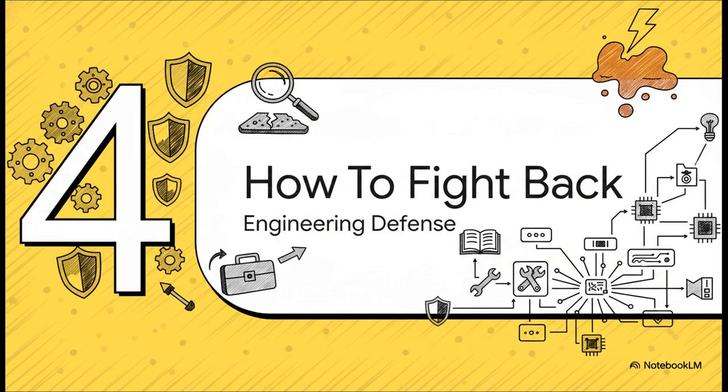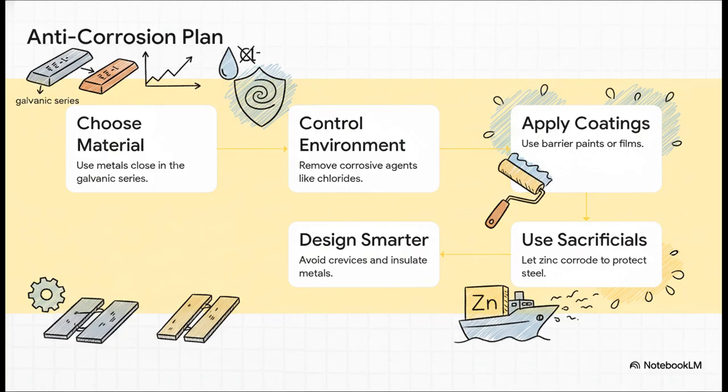Okay, so we've identified the enemies. We know their methods, we know their tricks. So how do we stop them? This is where our detective work switches from investigation to prevention. And lucky for us, engineers have a whole playbook for fighting back. There are really 5 main strategies in this playbook. First, just pick the right materials from the start. Second, you can try to control the environment itself. The most common fix, of course, is to put up a barrier, like paint. Fourth, you can use a sacrificial metal, like a block of zinc on a ship's hull, that corrodes on purpose to save the steel. And finally, a lot of it just comes down to smarter design.